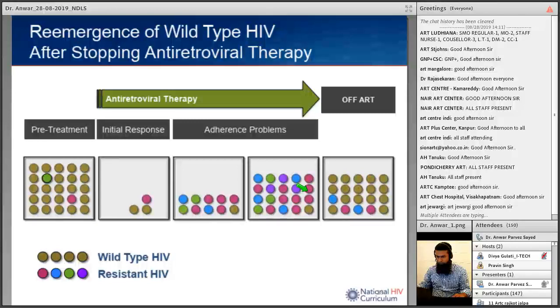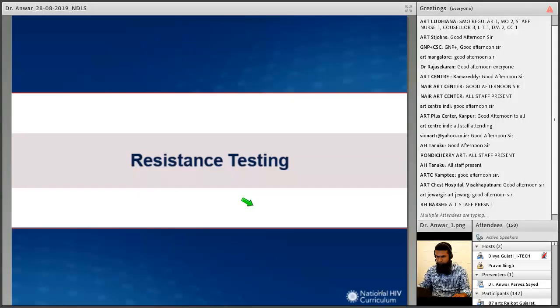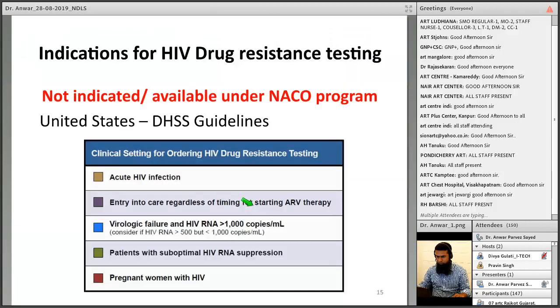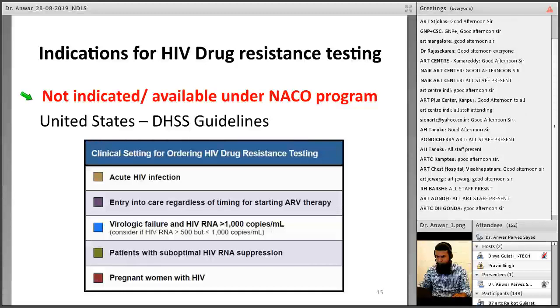So in the next few slides, we will try to learn how these mutations occur and how the mutations or resistance testing is done in the lab. So if you want to know which are the mutations, first of all, as I mentioned before, what are the indications of HIV drug resistance testing or genotypic testing? Whenever we say drug resistance testing, we are talking about genotyping here. So in the NACO program, it is neither indicated nor available.